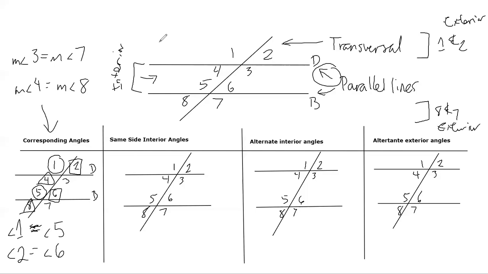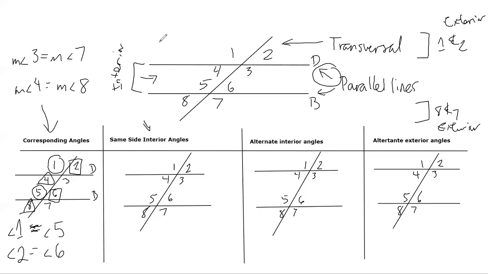I know my handwriting is terrible. Anyways, if they're considered exterior, that means they're on the outside of the parallel lines. They're either on the top half of the parallel lines or on the bottom half of the parallel lines. 1 and 2, 8 and 7 are exterior. 4, 3, 5, and 6 are interior. Okay, let's go back to this. We're now on this one.